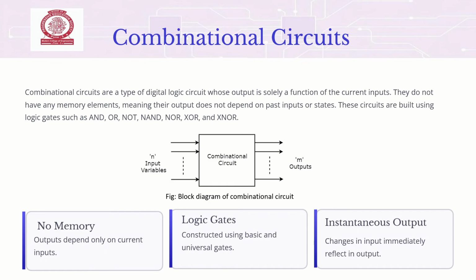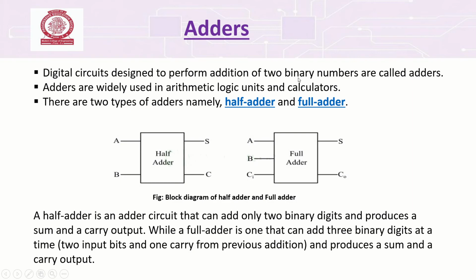There are different types of combinational logic circuits such as adder, subtractor, decoder, encoder, multiplexer, demultiplexer, and many more. In this lecture we will cover adders, that is, the full adder and the half adder. This is the basic block diagram where we have n inputs and m outputs. First is the adder.